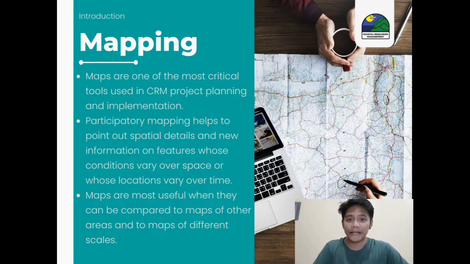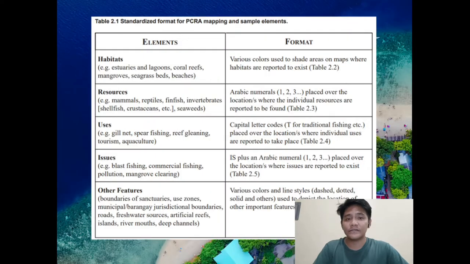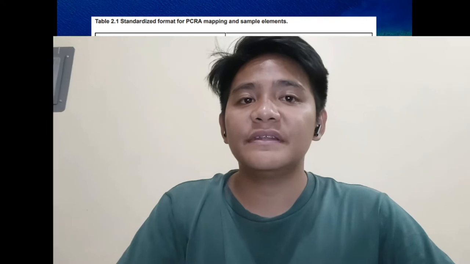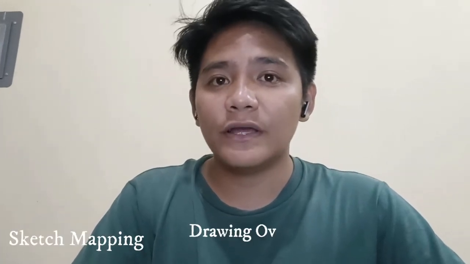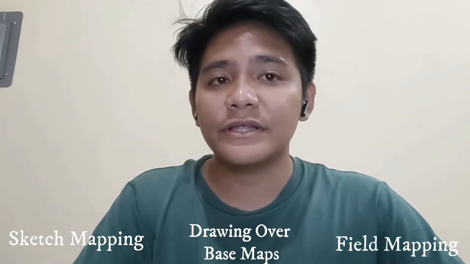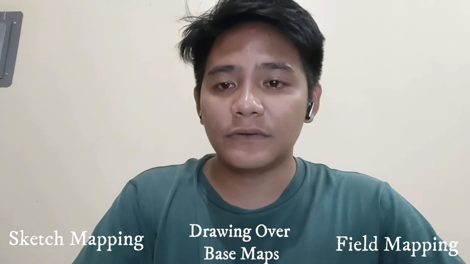for management planning. So one format that has been used successfully divides the elements to be mapped into 5 basic categories. So as you can see, there are habitats, resources, uses, issues, and other features. So lastly, PCRA mapping can be divided into 3 basic types: sketch mapping, drawing over base maps, and field mapping. These 3 basic types will be reported by my co-reporters in the next slide.